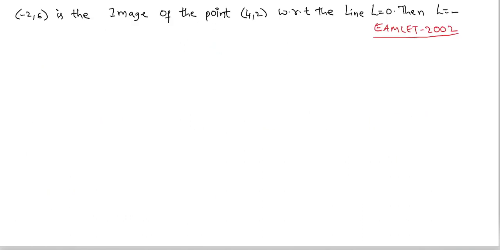If minus 2 comma 6 is the image of the point 4 comma 2 with respect to the line L is equal to 0, then L is equal to dash. This is an MSET 2002 question. Here it is given that minus 2 comma 6 is the image of the point 4 comma 2 with respect to the line L is equal to 0. This is the line.